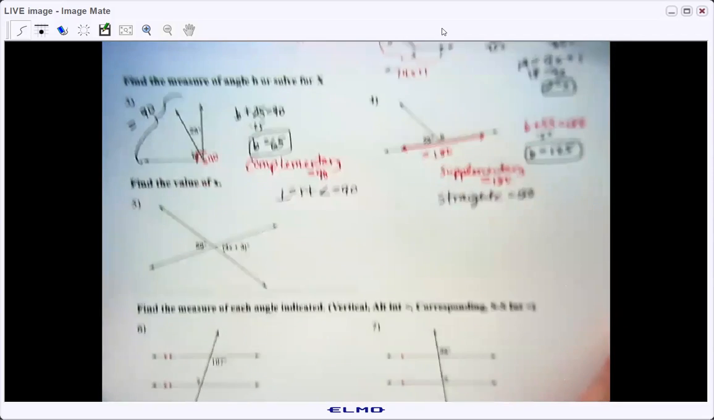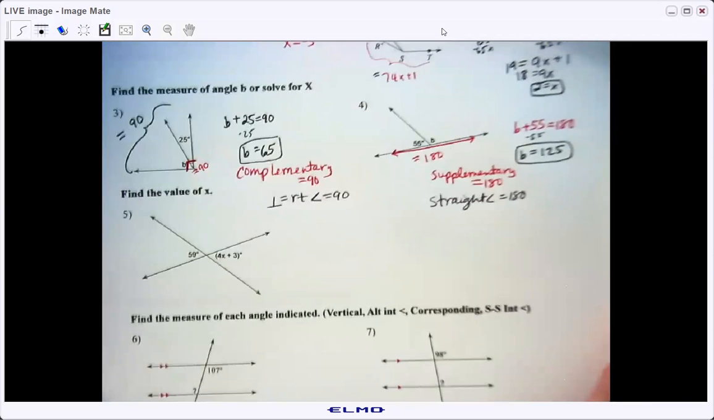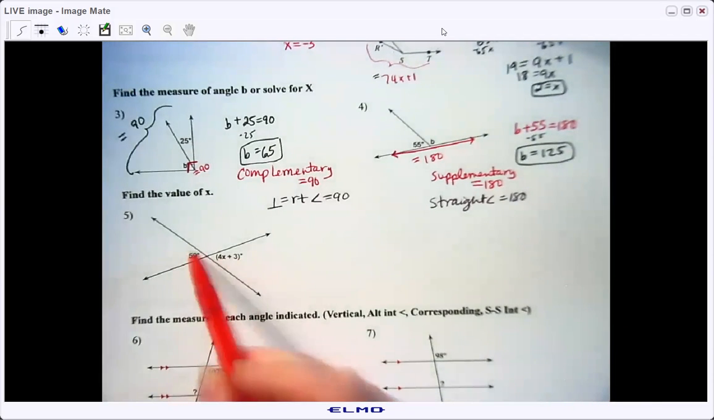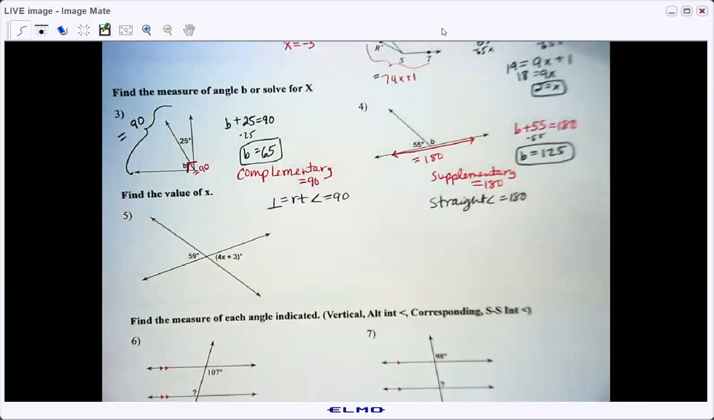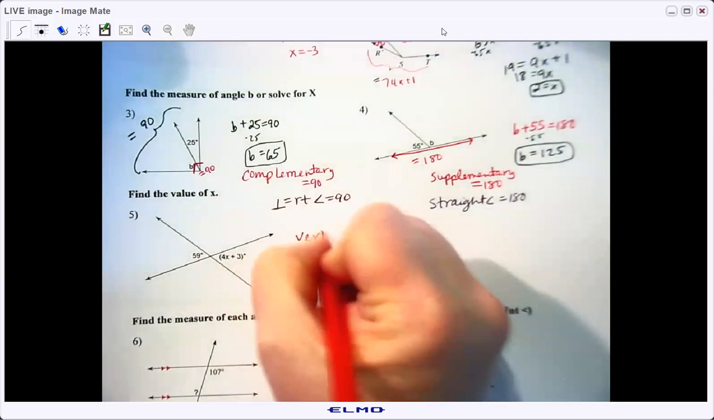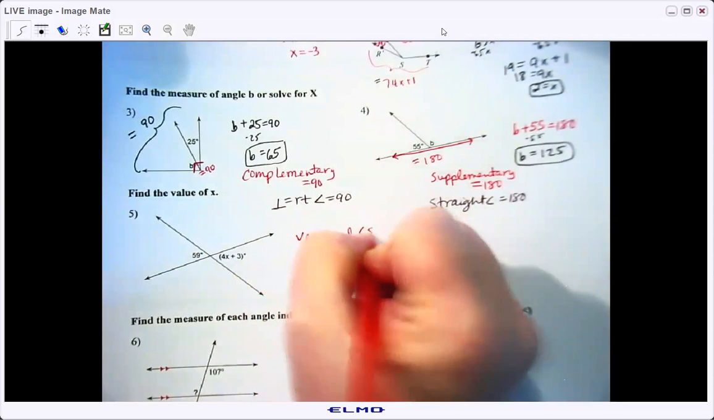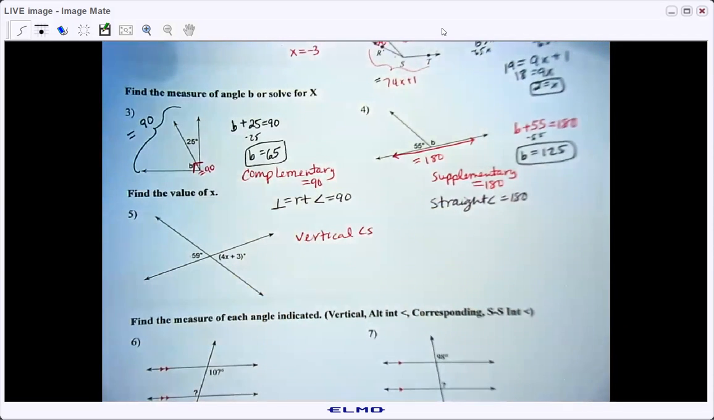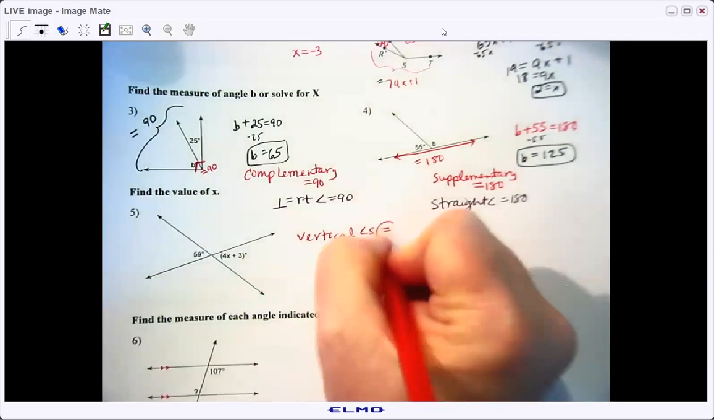Okay, so going on. What kind of angles are these when they make an X and they're opposite from each other? Vertical angles. Nice. Awesome. And what do we know about vertical angles? They're what? Equal to each other. Equal. Good. They are equal.